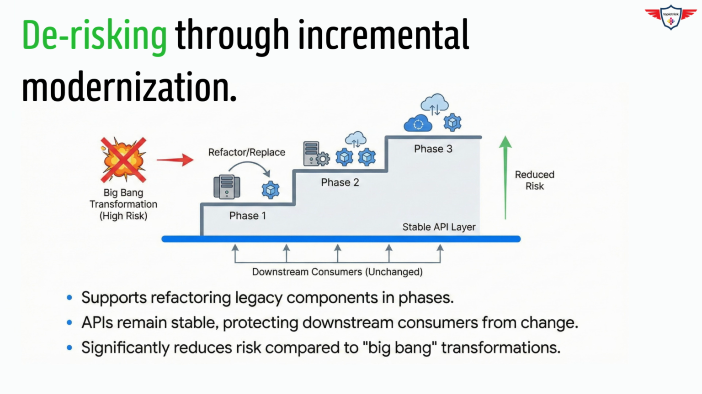Over time, this approach supports incremental modernization. As legacy components are refactored or replaced, the APIs remain stable. Downstream consumers do not need to change. This reduces risk and allows modernization to proceed in phases rather than as a single large transformation.